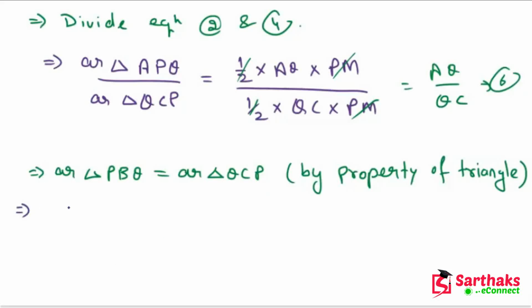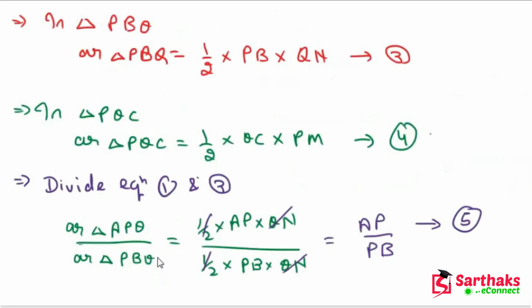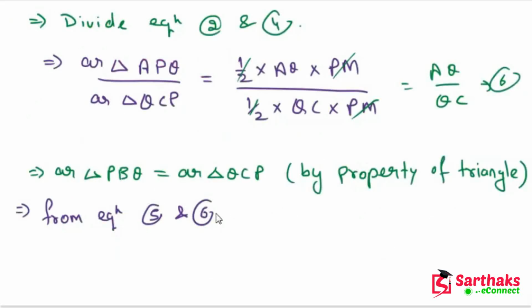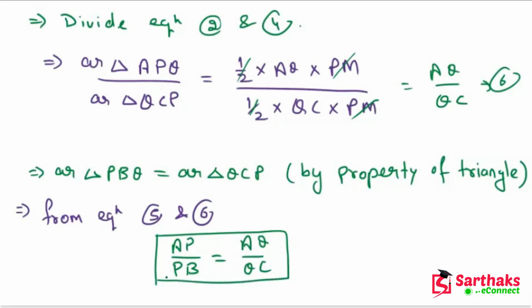So my dear friends, from equation 5th and 6th, from this equation and from this equation, we can write it as AP upon PB is equal to AQ upon QC. So this is our required statement. So here we can write hence proved. Okay, my dear friends, I hope you understand these things.